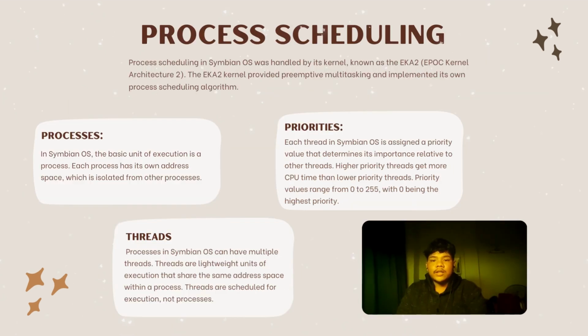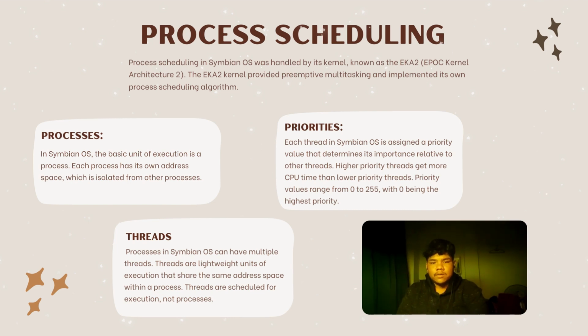Process scheduling in Symbian OS was handled by its kernel, known as the EKA2, Epoc Kernel Architecture 2. The EKA2 kernel provides preemptive multitasking and implemented its own process scheduling algorithm. Processes. In the Symbian OS, the basic unit of execution is a process. Each process has its own address space, which is isolated from another process.